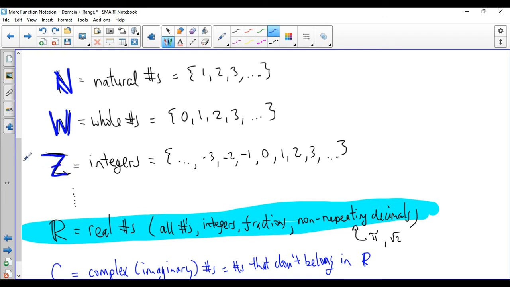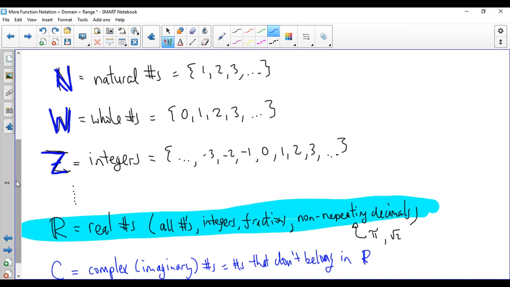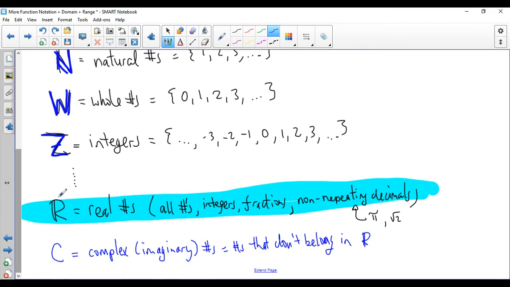Integers we call the letter Z. That's a symbol we use to denote that set. They're just the whole numbers, but with their negative counterparts. And then we have this one called real numbers, which literally deals with all the numbers: integers, fractions, non-repeating, repeating decimals, all that kind of stuff.